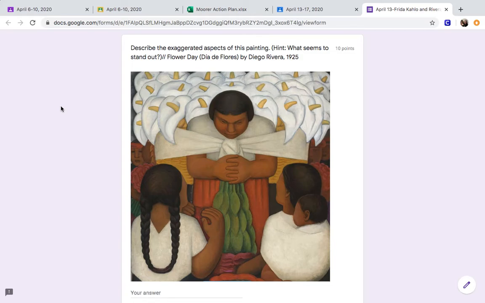Now that you've watched the video, you know that Frida and Diego are married and that they are artists. This first painting is by Diego. And when we're looking at this, we want to answer the question, describe the exaggerated aspects of this painting. What seems to stand out?